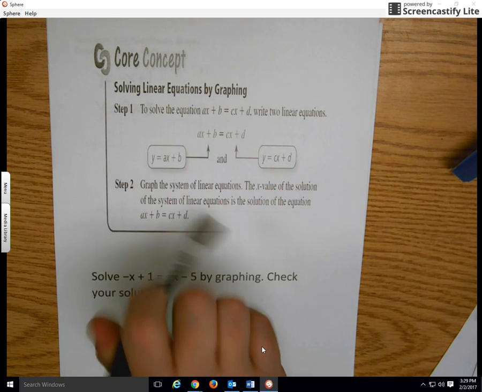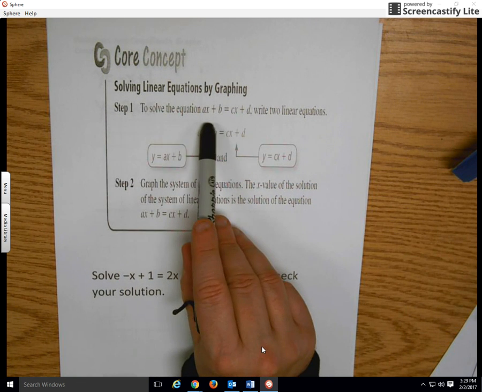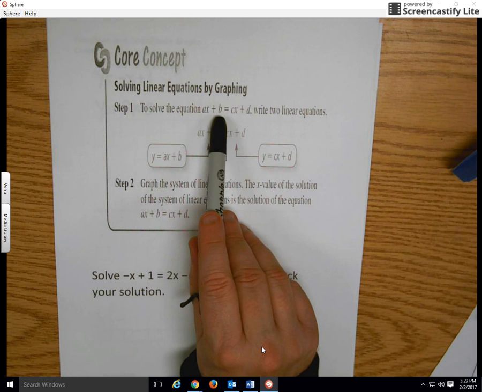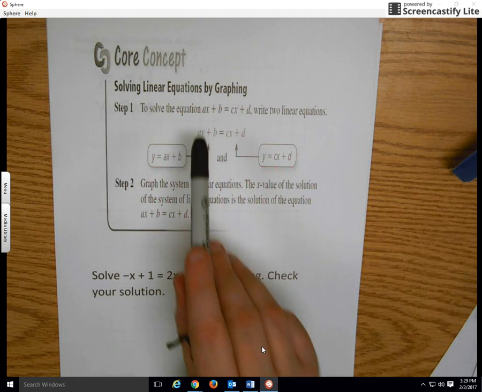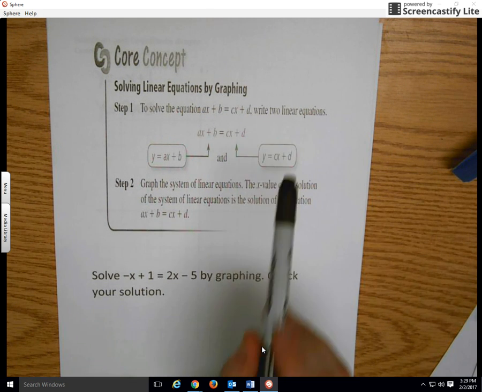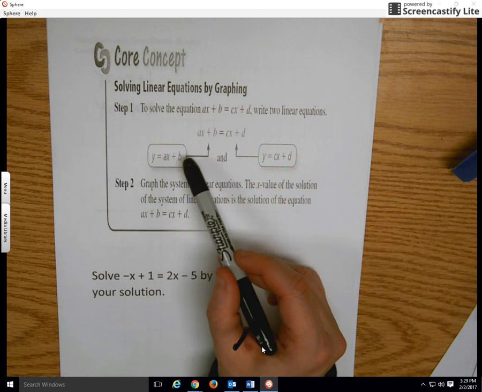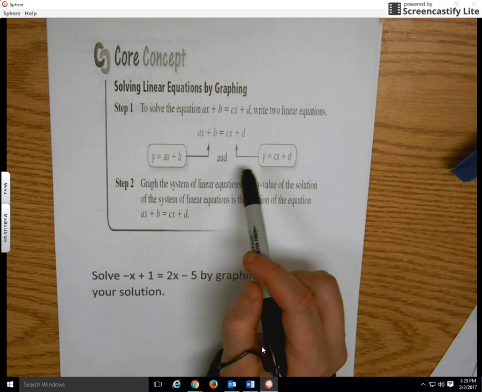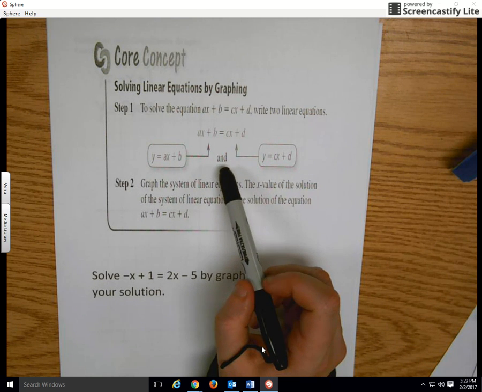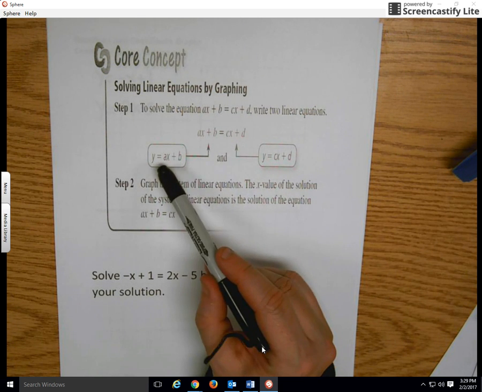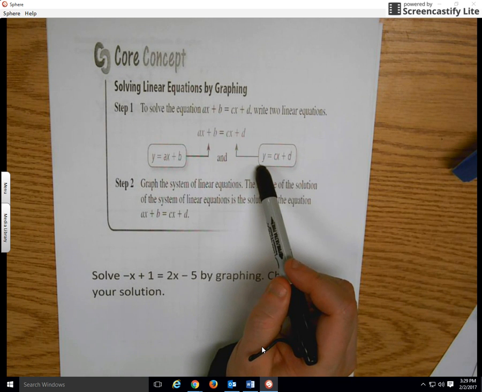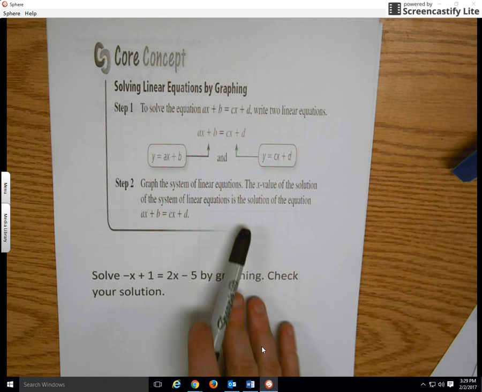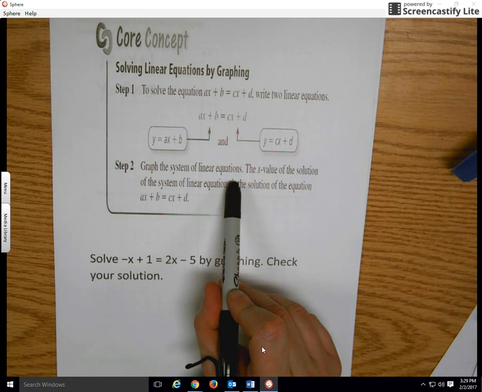The first step is to solve an equation where you have constant terms and variable terms on both sides, but it's the same variable. It says write two linear equations. In other words, write both of these as two different equations and then insert a y in the front of each one. You can do that because they equal each other, so they would both equal the same thing, therefore they both equal y. Then let's graph the system of linear equations as a second step.